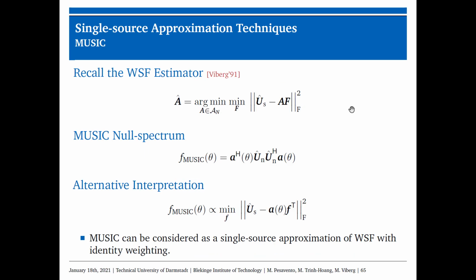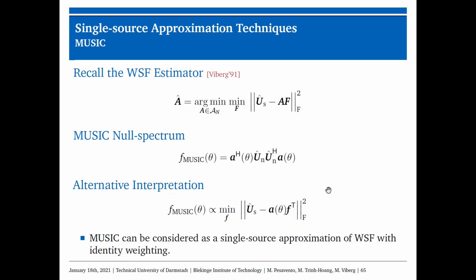Let us recall again the weighted subspace fitting formulation. But here we make one small modification. We drop the weighting matrix W, or in other words, we set this weighting matrix to be an identity matrix. Then, if we adopt the single source approximation, we have to replace this cost function by this cost function, where we replace the steering matrix A with one particular steering vector A of theta.